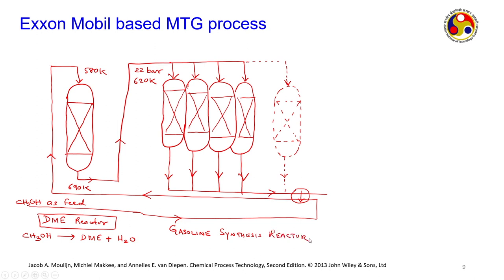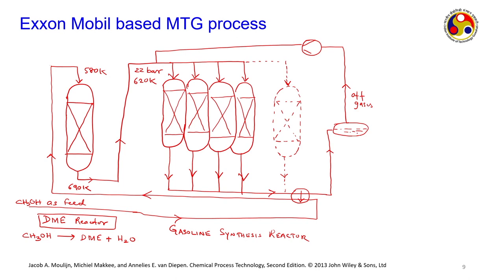Now what to do with the products? You take them out and separate into liquid and gas phase. The liquid phase comes here, so you have the water and then the off gases. The off gases are primarily gases, including the dimethyl ether. All of these you compress and send back. I'll just draw it here.